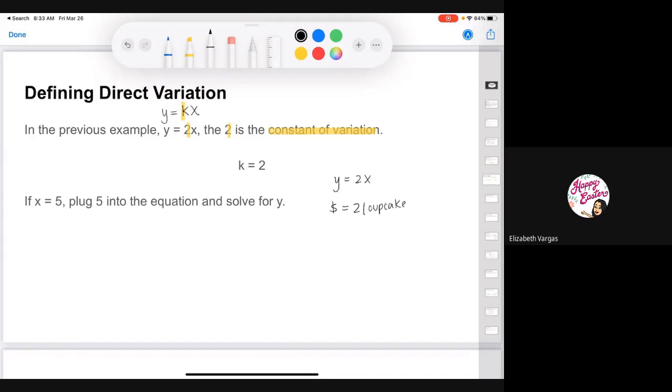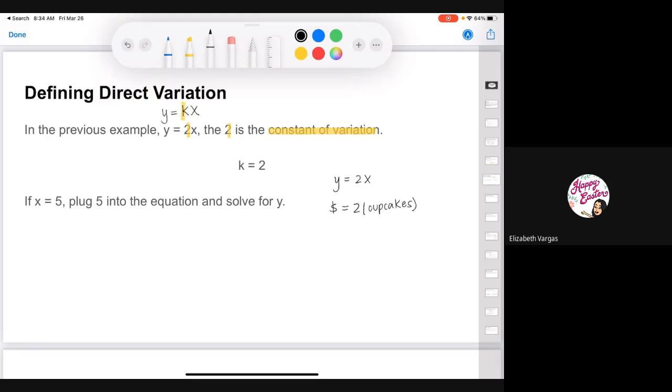So let's say that's the relationship we have here. That basically means that the cost varies directly with how many cupcakes you get. If you get one cupcake, then you only spend $2. If you get two cupcakes, then you'll spend $4. So that's basically what direct variation is.